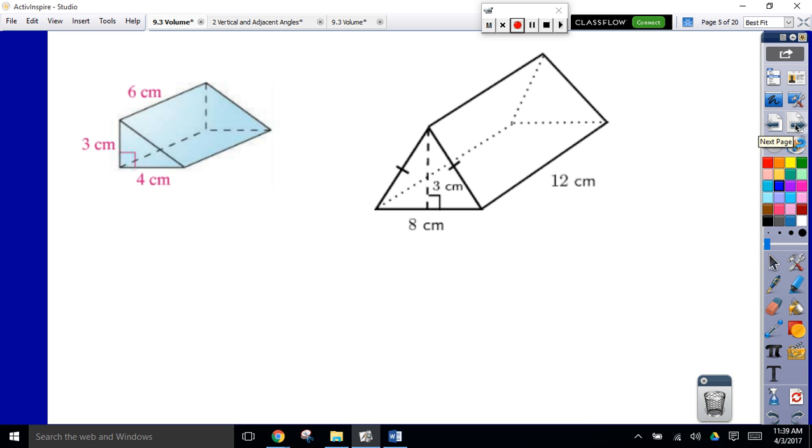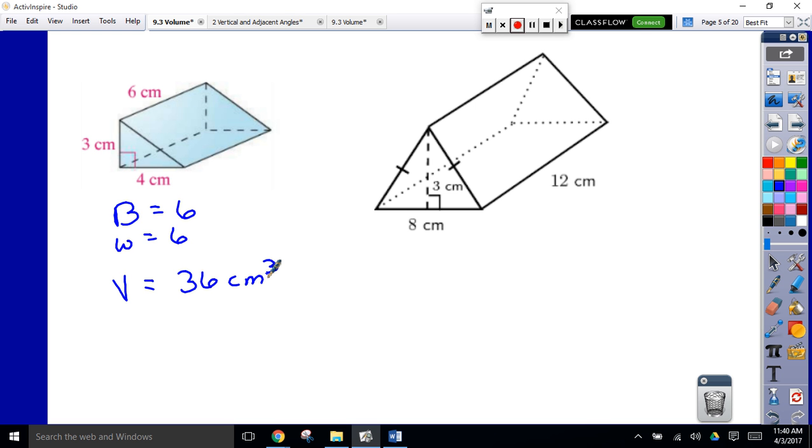Okay, now, when we're finding volume of triangular prisms, we just have to find the area of the base and then multiply it by W. So what's the area of that triangular base? Trey? 6, good. Half of 4 times 3 is 6, so the area of the base B is 6. W is also 6. So what is the volume of that triangular prism? Bryant? 36. Good. The volume is 36 cubic centimeters.